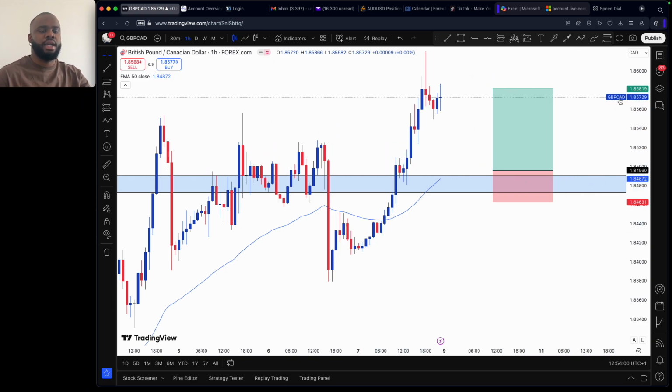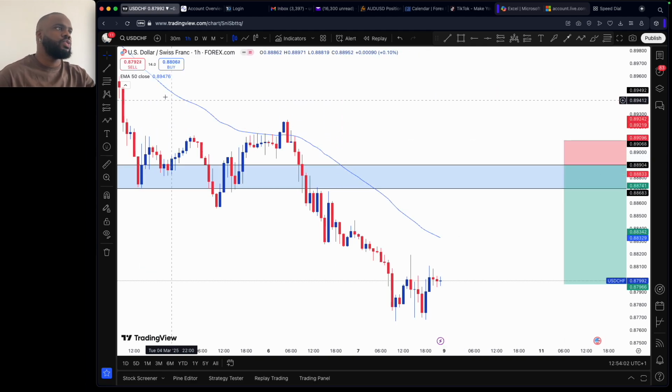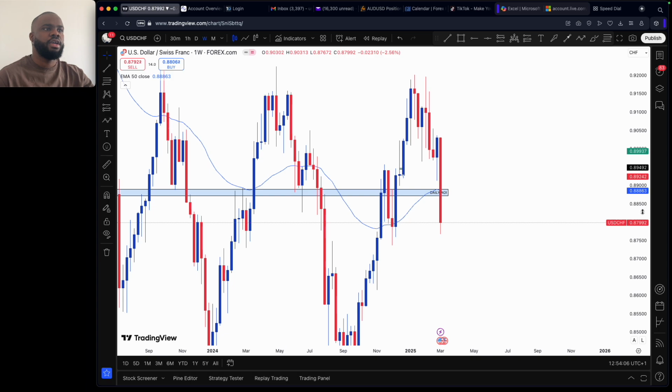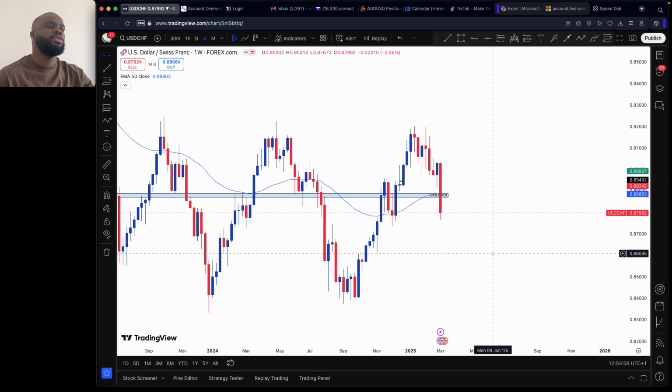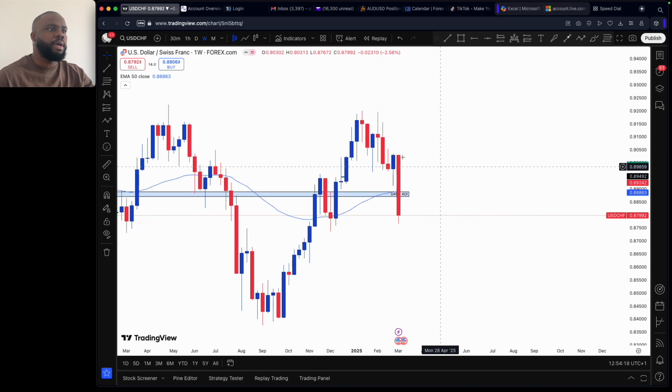Then again, I have USD CHF. So as you can see on USD CHF, it has been dodging, sneaking, moving like a snake, but I totally believe we'll catch a trade on this pair by next week.